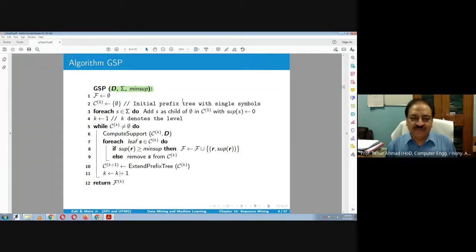And if the support of R is less than minimum support, I remove R from C of k. Now this is what you have been asking: if it is not there, what will I be doing? I will remove it from C of k. Here initially K is equal to 1, because I start with K equal to 1.